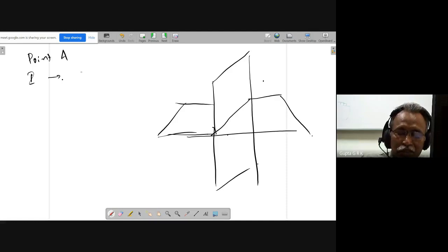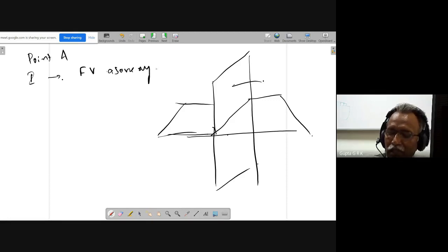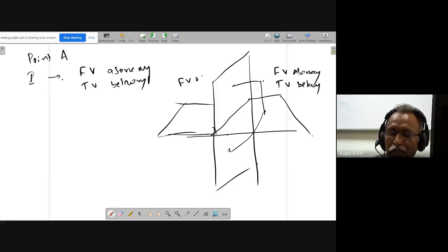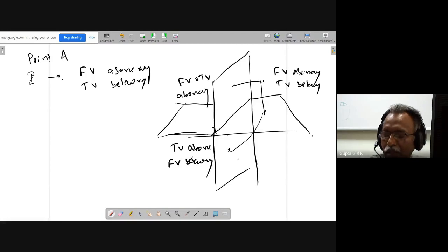First you tell me the front view. If I am seeing like this, the front view comes above XY. The top view, which comes here, turns down. So top view is below XY and front view is above. You already discussed about it, right? So in the second quadrant, front view and top view are above XY. In the third, top view is above XY and front view is below XY. In the fourth, front view and top view are below XY.